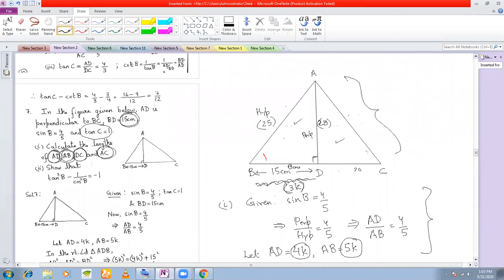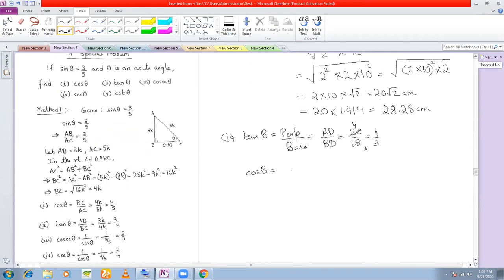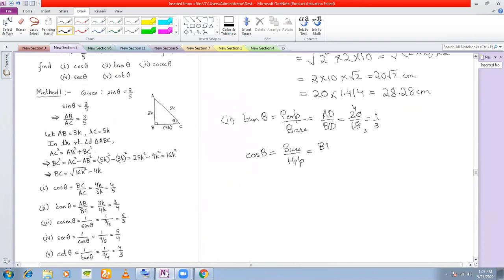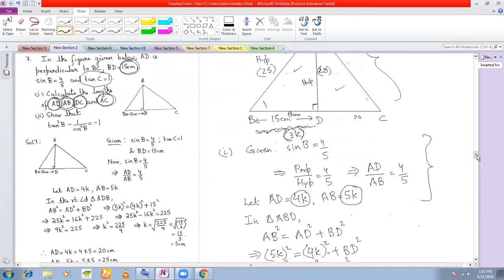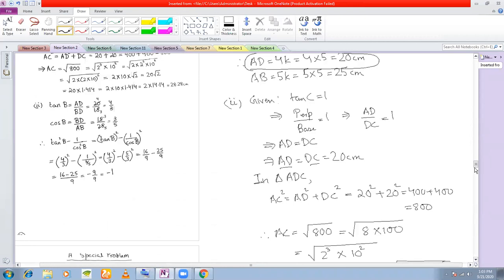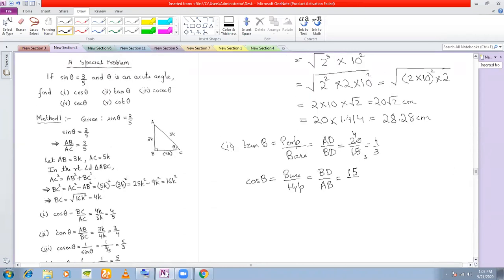Cos B in this triangle, if you see, cos B is base by hypotenuse. Base is BD and hypotenuse is AB. So BD by AB, and the length of BD here is 15 centimeters, the base, and hypotenuse is 25 centimeters. That means 15 by 25, which is 3 by 5.